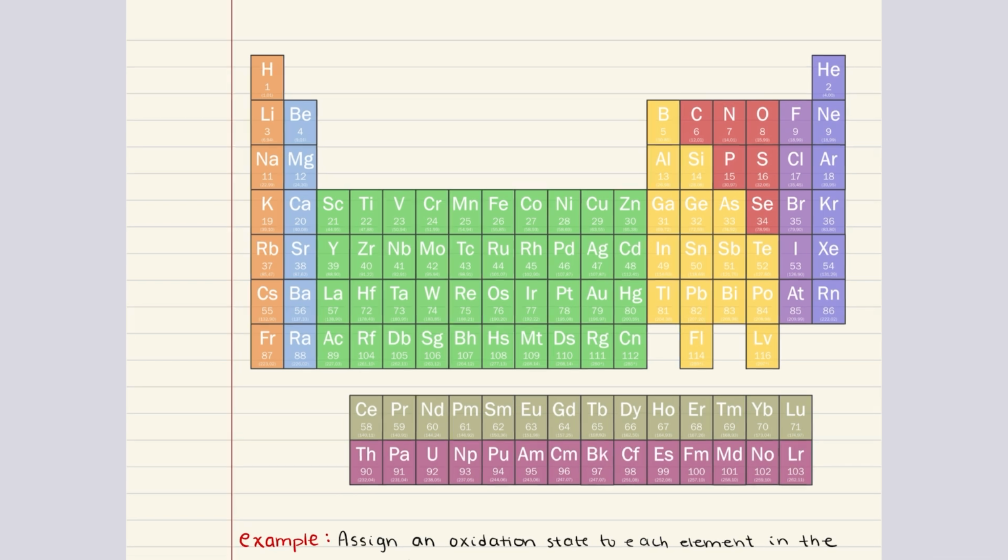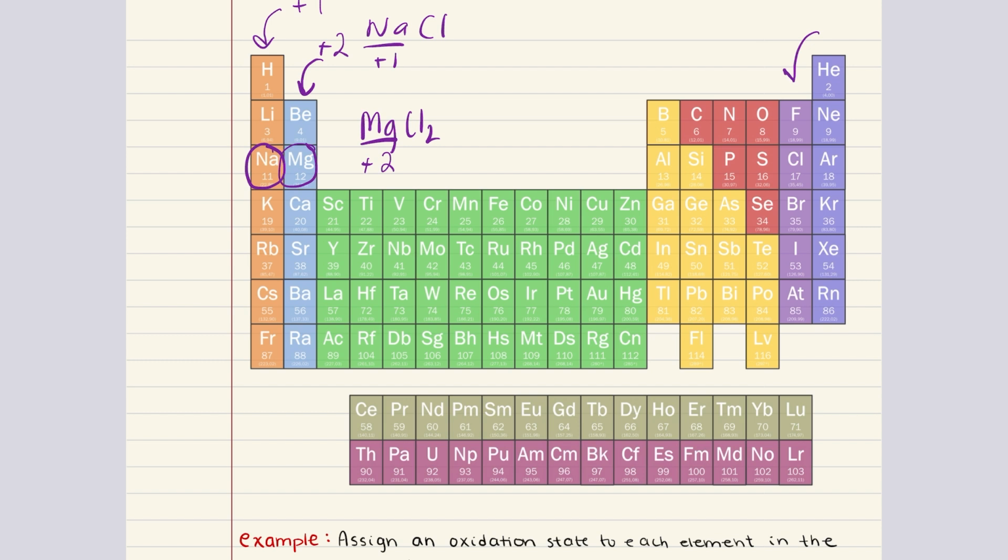To start, let's look at alkali metals. Alkali metals are elements in group 1, and they always have an oxidation number of +1 in their compounds. So if we were to look at sodium in sodium chloride, it would have an oxidation number of +1. Similarly, alkaline earth metals, which are elements in group 2, always have an oxidation number of +2 in their compounds. So if we were to look at magnesium in magnesium chloride, it would have an oxidation number of +2.